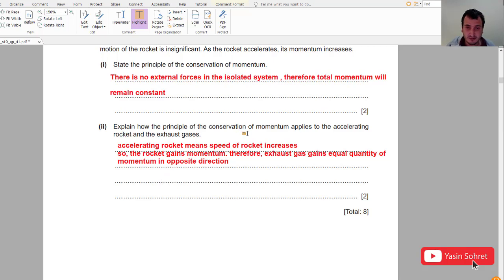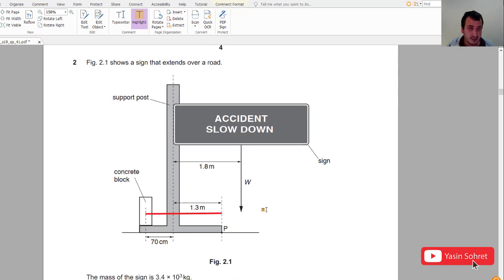Now explain how the principle of conservation of momentum applies to the accelerating rocket and exhaust gas. An object is moving upwards, and there is gas moving in the opposite direction. Accelerating rocket means the speed of the rocket increases with time. As the speed increases, the rocket gains momentum. If there are no external forces acting on the system, the momentum increases in one direction and in the opposite direction by the same amount. So the rocket gains momentum, therefore the exhaust gas gains the same amount of momentum in the opposite direction. Let's look at question two.